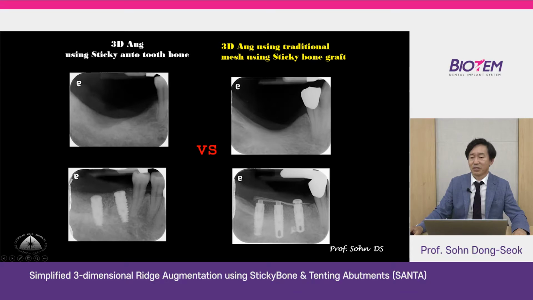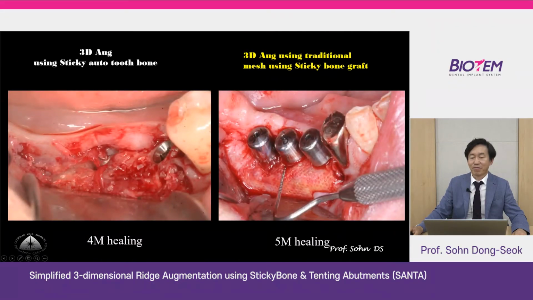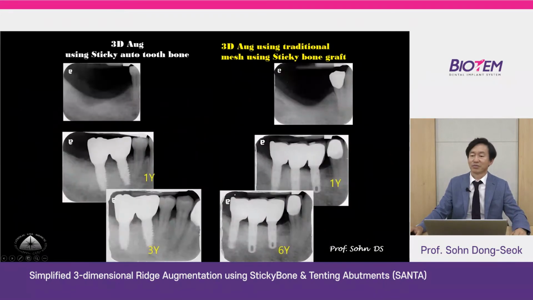This is the post-op X-ray. You can see the good graft. You can see the graft materials over the tenting abutment. After 4 months healing, the wound was exposed on the left side. You can see the good bone regeneration around the implant. On the right side, 5 months healing was revealed. You can see the good bone regeneration, but this is not bone. This is 1 or 2 millimeter thick soft tissue. You can see the bone regeneration under this soft tissue.